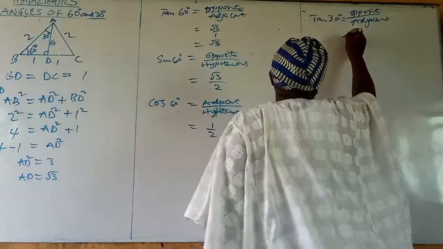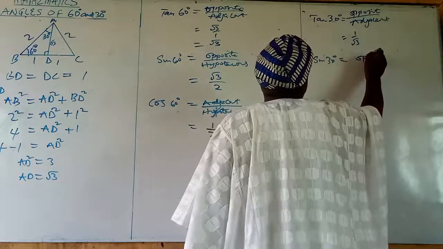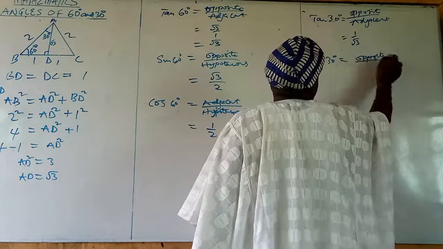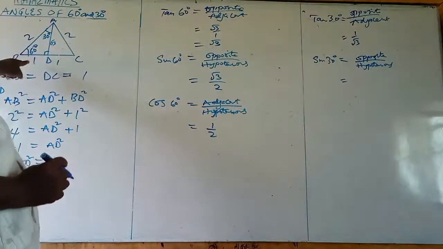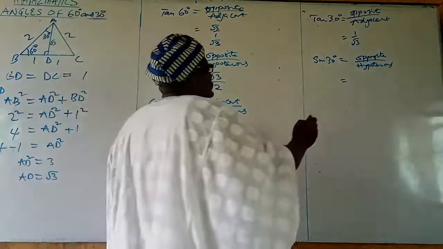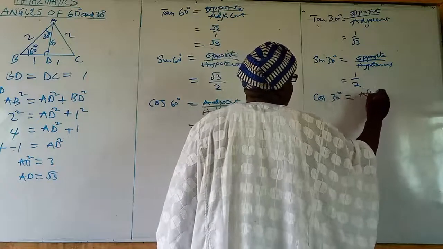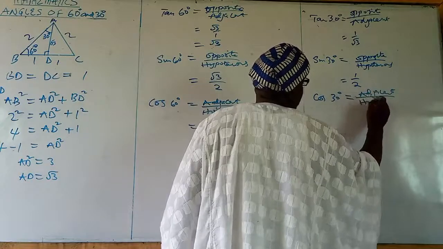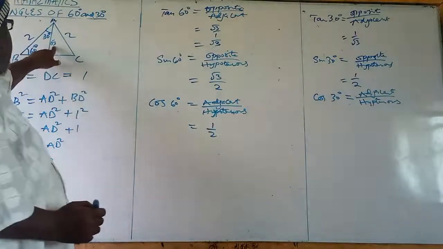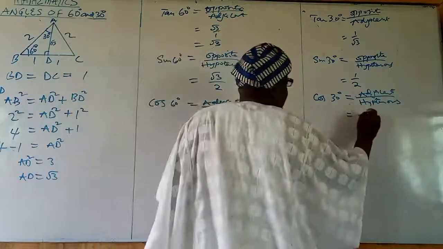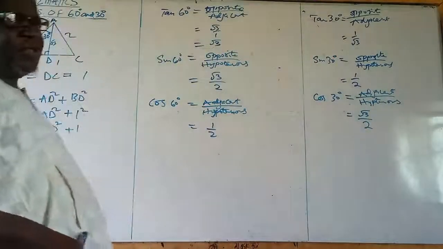So tan 30 is 1 over root 3. Sine 30 is opposite over hypotenuse. The opposite is 1 and the hypotenuse is 2, so sine 30 is 1 over 2. Cosine 30 is adjacent over hypotenuse. The adjacent is root 3 and the hypotenuse is 2, so cosine 30 is root 3 over 2.